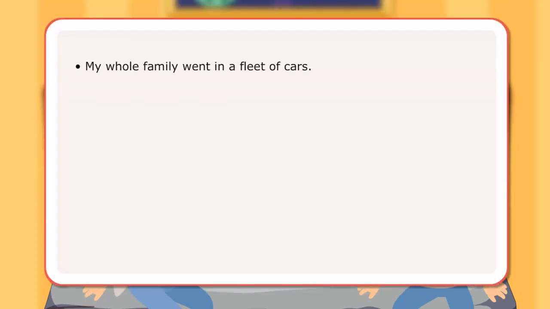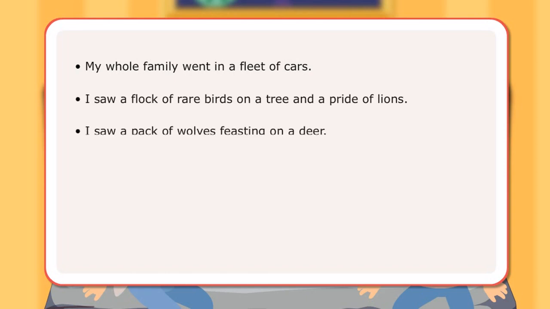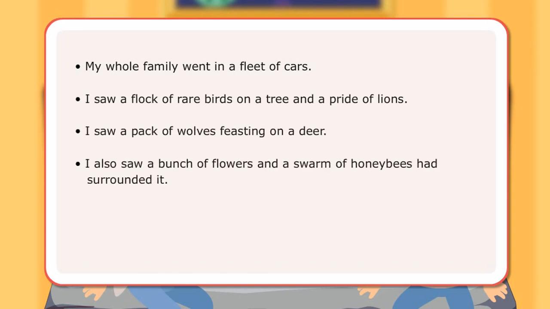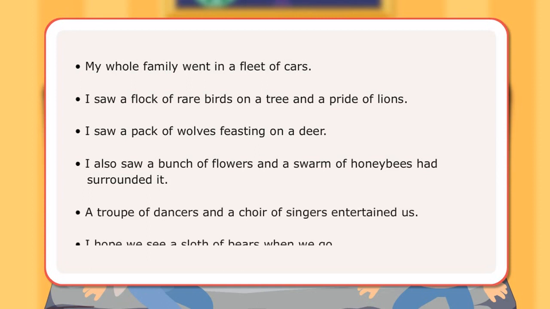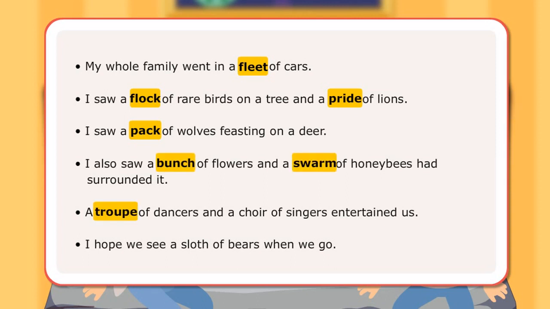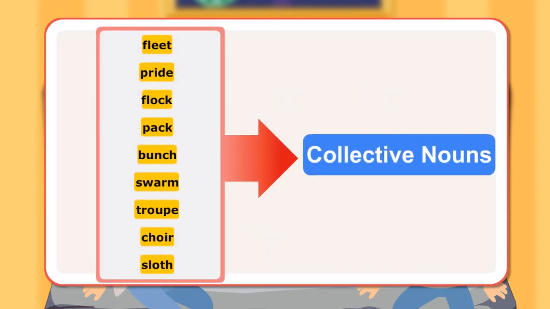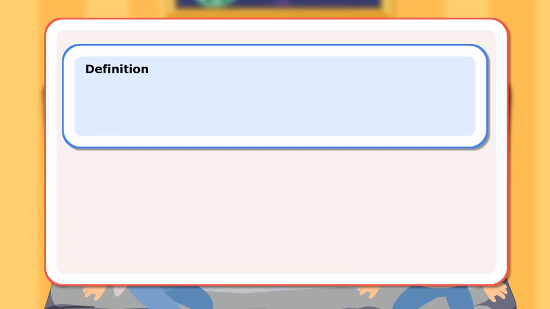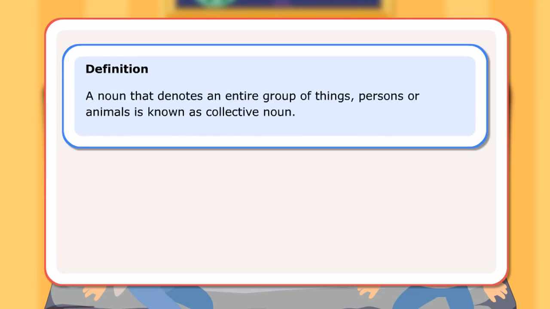The girl and the boy have used collective nouns to speak about a group of things and animals, using one word to categorize these groups. The words fleet, flock, pride, pack, bunch, swarm, troupe, choir, sloth are examples of collective nouns. Definition: a noun that denotes an entire group of things, persons or animals is known as a collective noun.